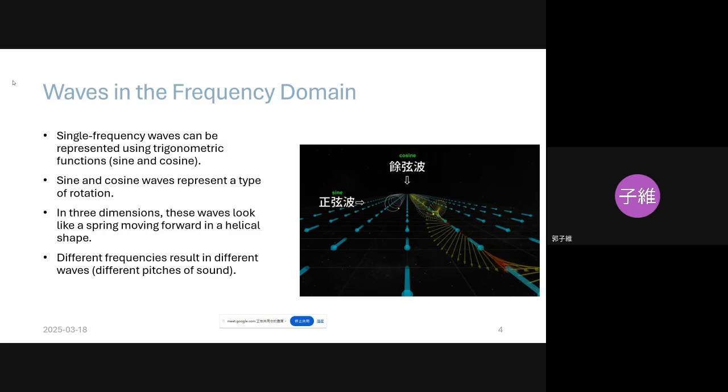Now, different frequencies will result in a different waveform. And the most important part is that different frequencies create different pitches of sound. The higher the frequency, the higher the sound.